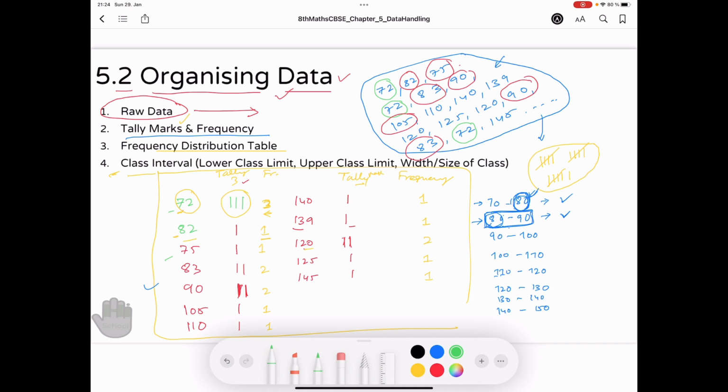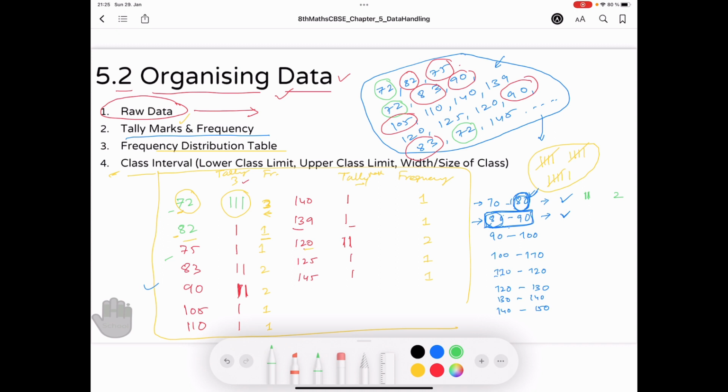There are two values between 70 to 80. So let's put it in the form of a frequency table: tally marks 1, 2, and in the form of frequency, it is 2. Okay. Now 80 to 90.